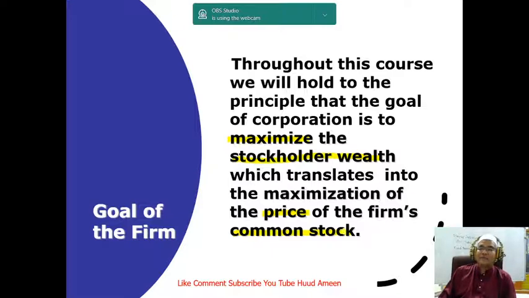So every limited company, for example Tenaga Nasional Berhad, has its own share price. Then the company itself, or the financial manager of the company, has to make sure the price of the firm keeps stable or keeps increasing. It's a very difficult task, a very critical and important role. So I just highlight that the goal of the firm is to maximize the stockholder wealth.